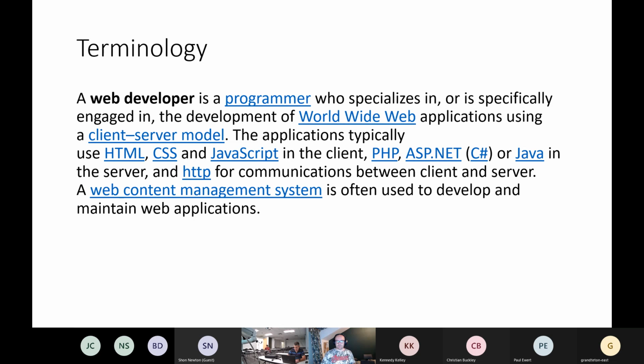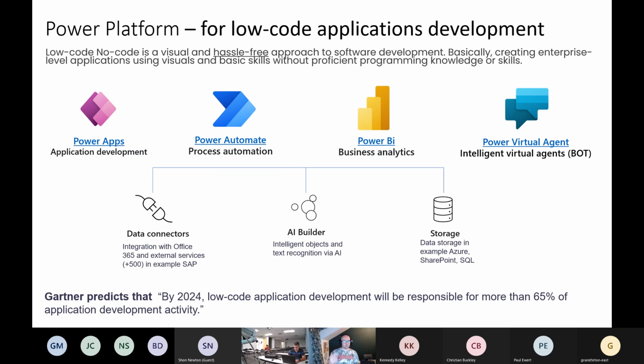Okay. We have the citizen developer, we have the web developers in the scope, and we have also the Power Platform. So this is the location where everything is really happening. So the Power Platform, I know, guys, you know that for sure. The Power Platform has 4 key services: Power Apps, Power Automate, Power BI, and Power Virtual Agents. Below all of that, there are these data connectors, AI builders, and the storage.